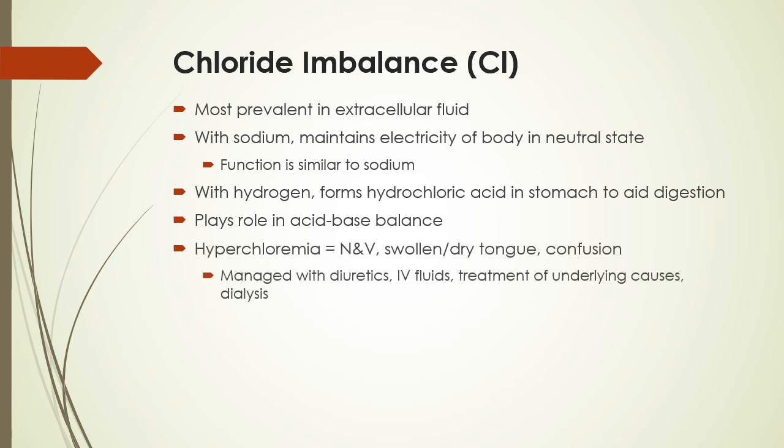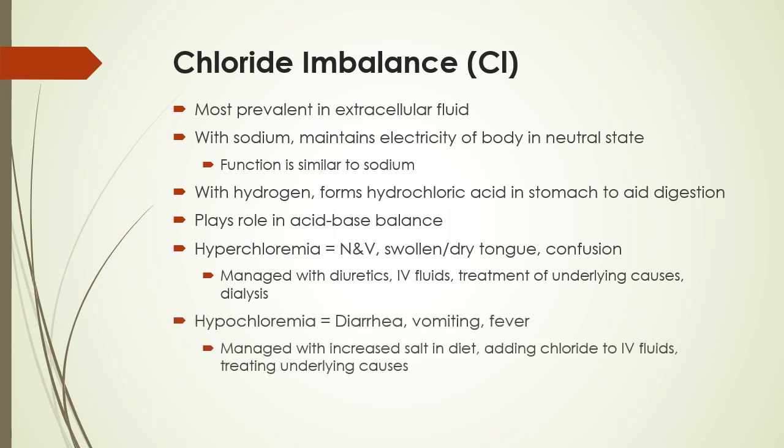And with hyperchloremia, nausea and vomiting, swollen and dry tongue, confusion. You can manage this with diuretics, IV fluids, treatment of underlying causes, or dialysis as a last resort. When the chloride level is too low, diarrhea, vomiting, and fever. You can manage this with increased salt in diet. Think salt, sodium chloride. You can add chloride to IV fluids, but you have to treat the underlying cause, what put them in.